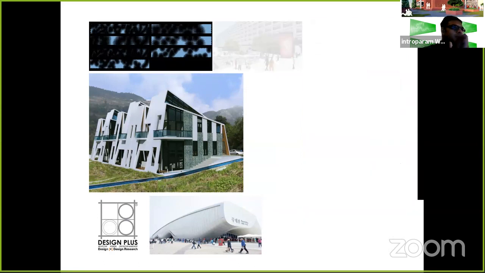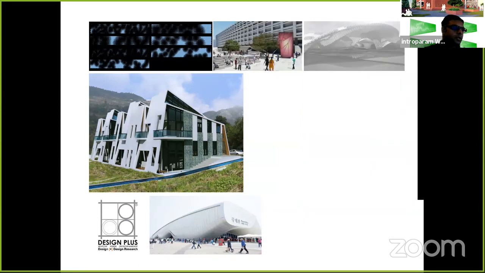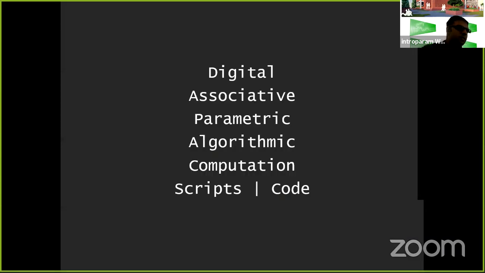Coming back, these are all the kinds of projects that we see all around us. Some are extensively built, but fortunately or unfortunately, these projects get associated with terms like the following: digital, associative, algorithmic, etc. And we all get fascinated by scripts and codes. What I want to discuss is the concept of computational thinking, and not necessarily, at least in the early part, the dependency on the use of computers. There are two different things.